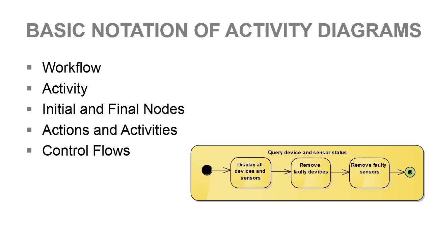In this movie, we're going to look at the basics of activity diagrams. We'll look at how an activity models a workflow and how it's shown in a diagram, how that diagram has a beginning and an end in the form of initial and final nodes, how the activity diagram is made up of actions or activities, and how those actions or activities are connected with control flows.